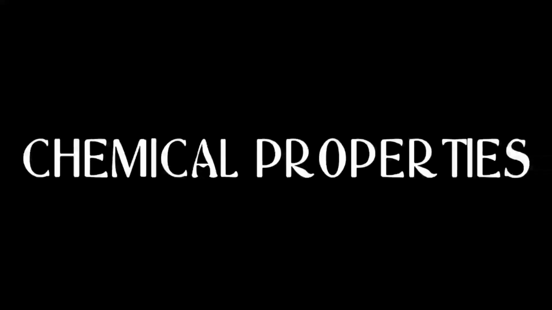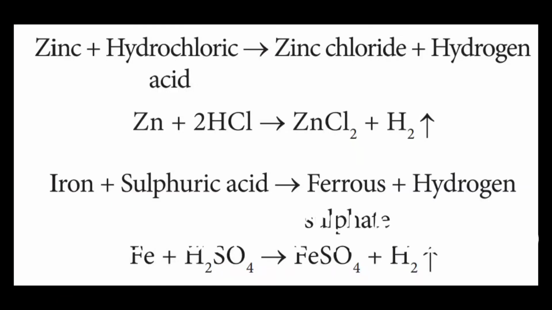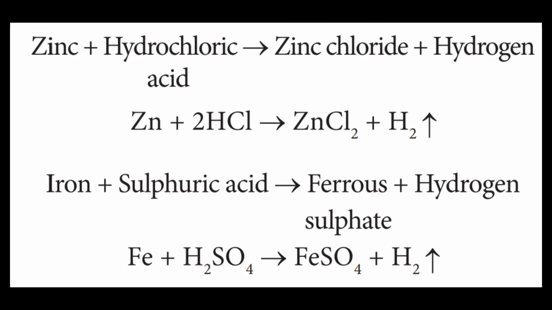Next, we move on to chemical properties. Here we are going to see three cases: reaction with metals, reaction with metal carbonates and bicarbonates, and reaction with metal oxides. Metals like zinc, magnesium, aluminum, iron, etc. react with acids like hydrochloric acid and sulphuric acid to form metal salts and release hydrogen gas.